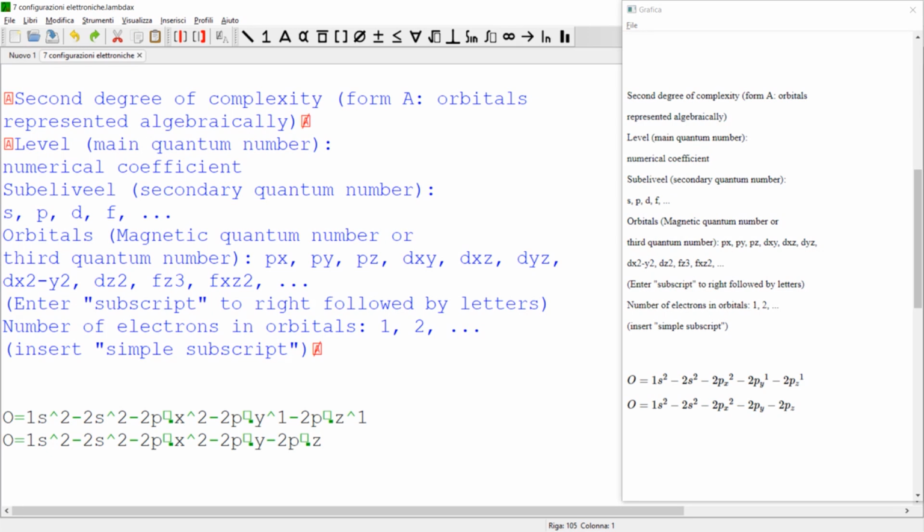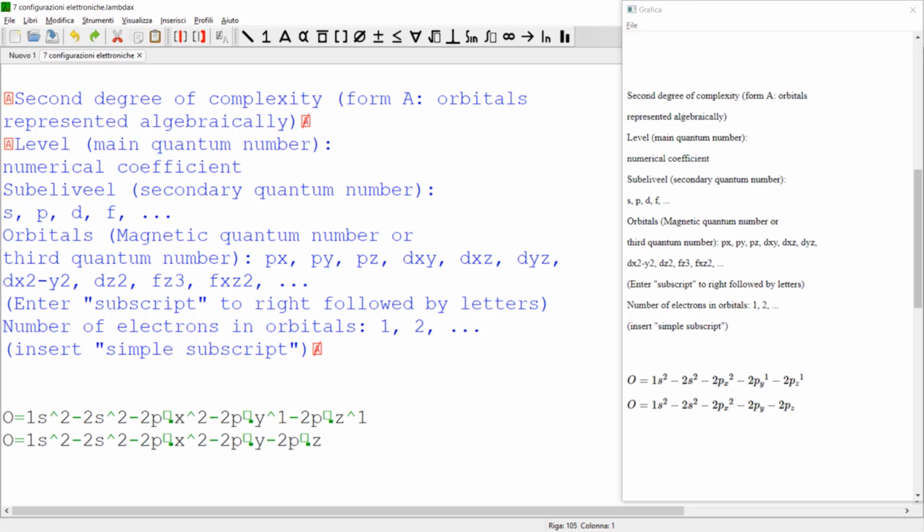Note, remember again that between levels it is useful to insert a delimiter, e.g. a hyphen, and you can use the subtraction sign. Number of electrons in the orbitals: 1, 2, and in this case a simple superscript is inserted. Here is an example of oxygen.